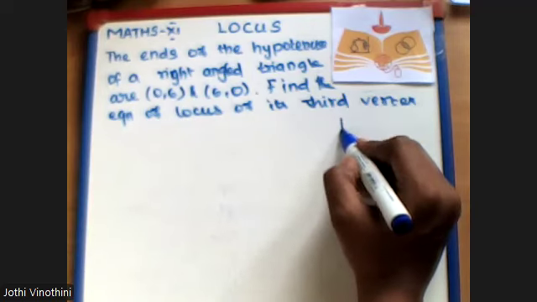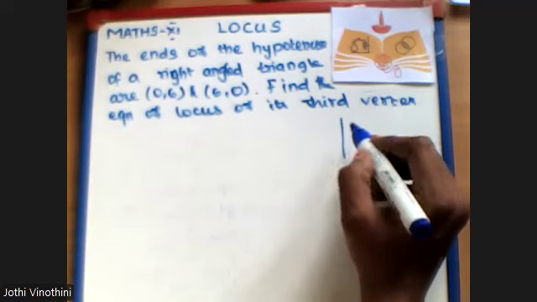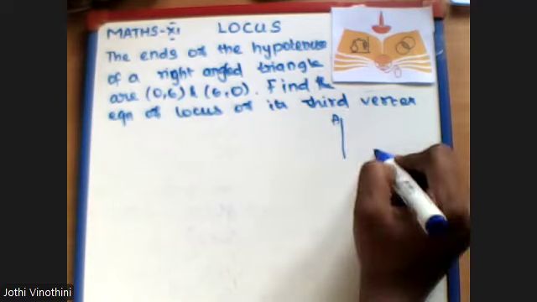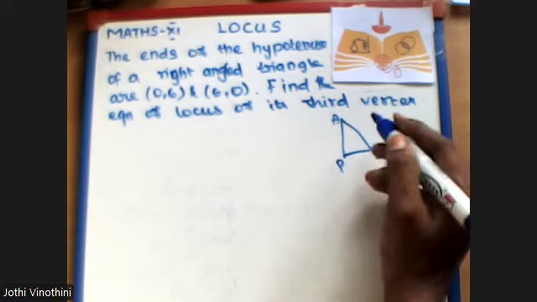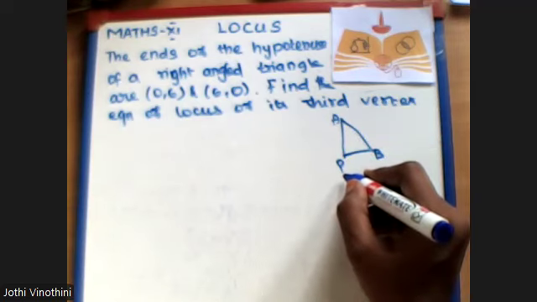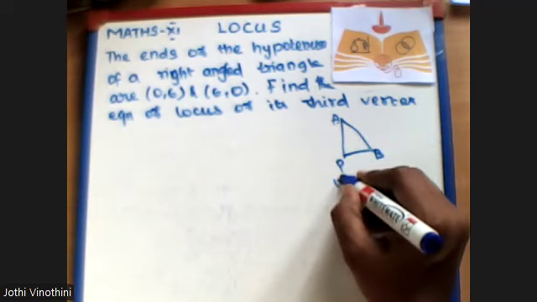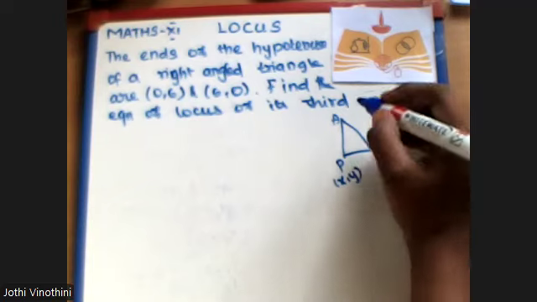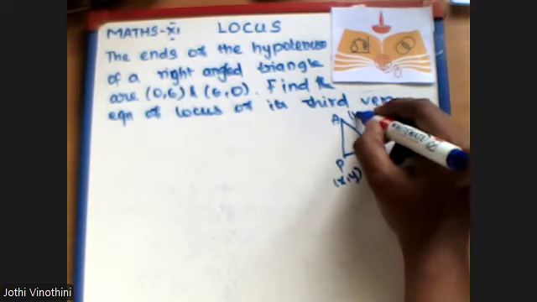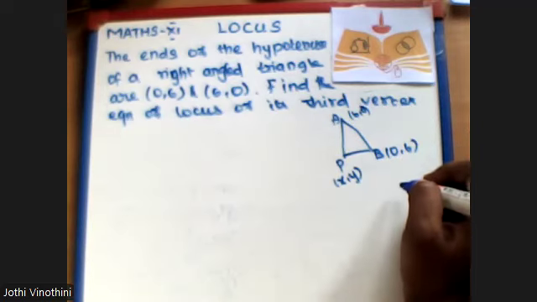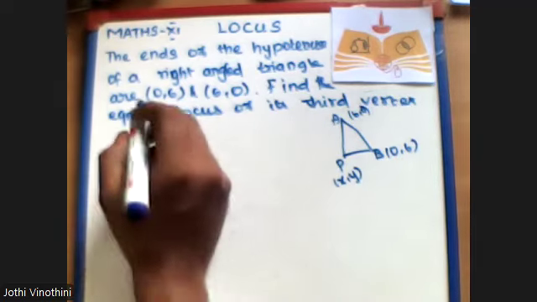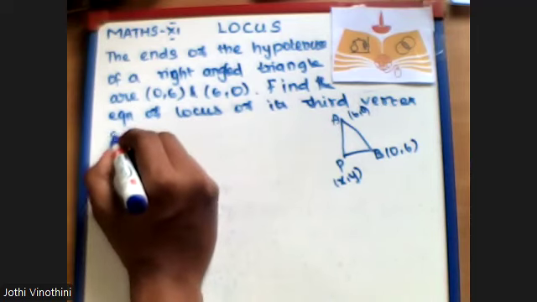Right? Here also it will be like A, B and P. So we don't have the coordinates for P, so we will take it as (x, y). So A will be (6, 0) and B will be (0, 6). Right? Shall we start solving this problem?